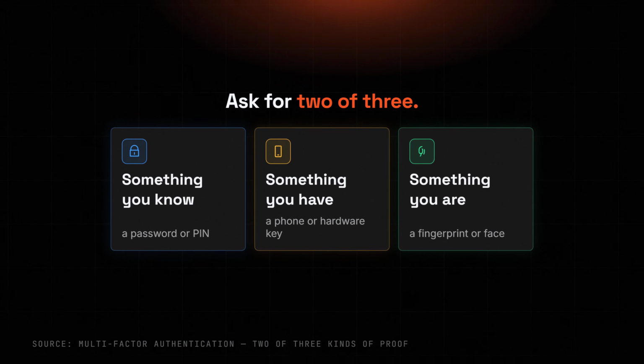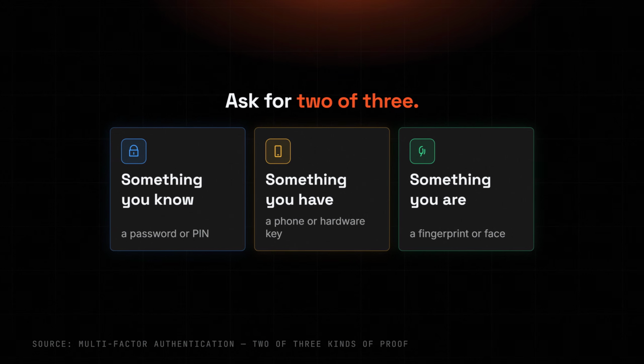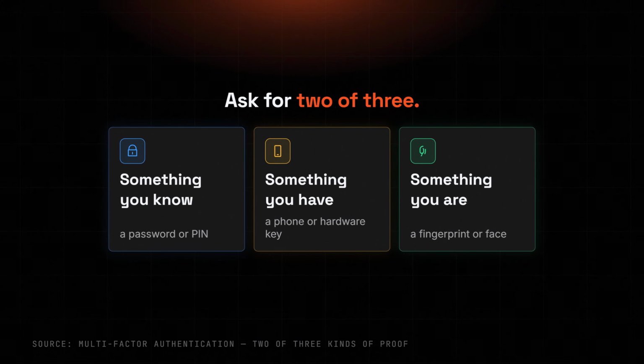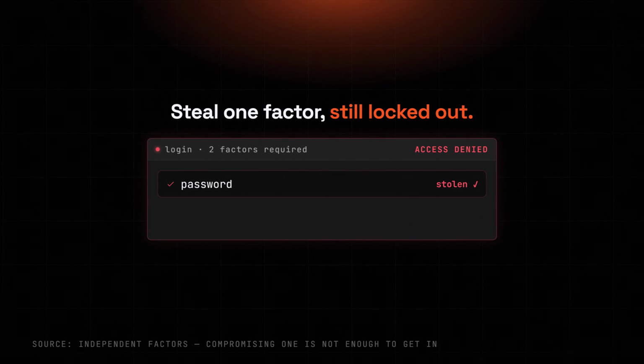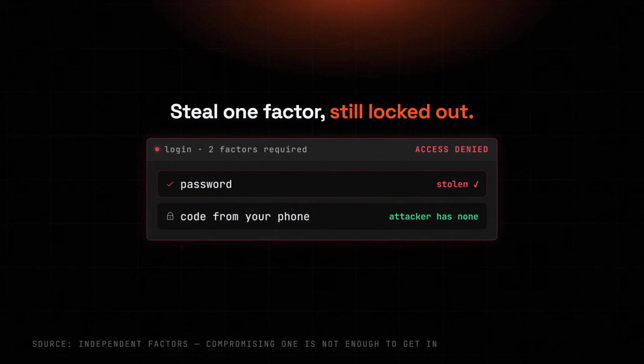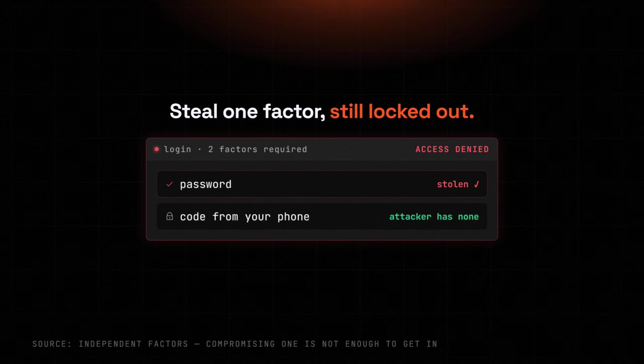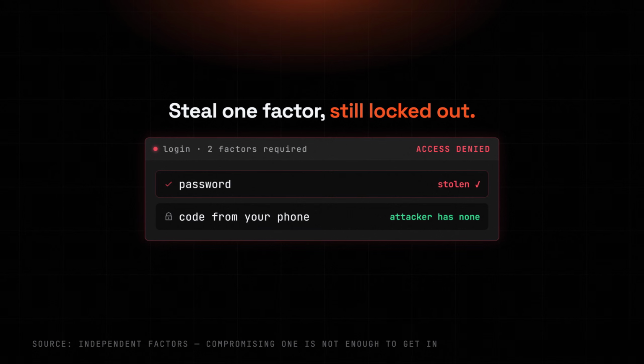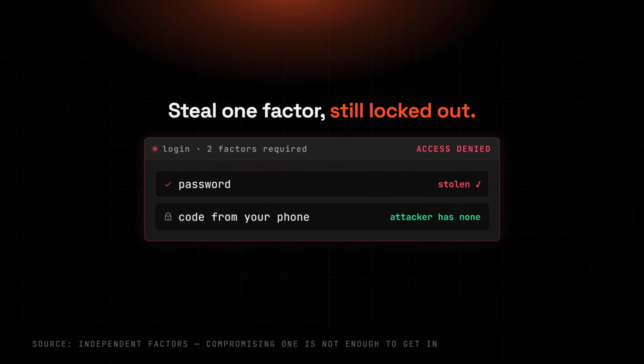Multi-factor authentication asks you for 2 of 3 fundamentally different kinds of proof: something you know, something you have, and something you are. A password is something you know. A code on your phone or a hardware key in your pocket is something you have. Your fingerprint or your face is something you are. Steal any one of those factors, and an attacker still cannot get in.